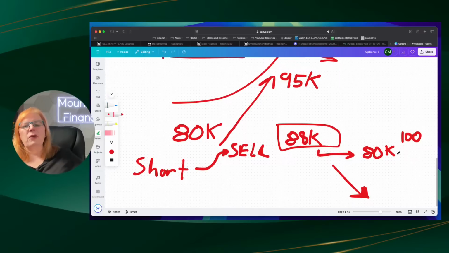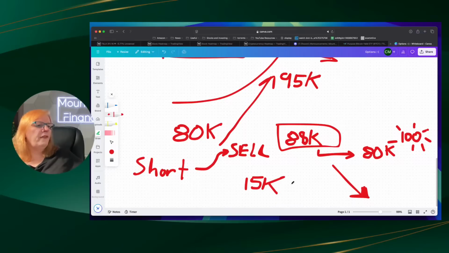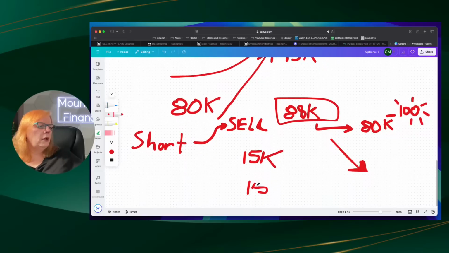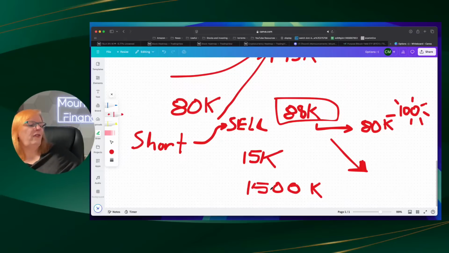Now here's the thing with shorts on Bitcoin. I don't know if that 100 applies with crypto. We're just going to assume it does, because I haven't heard otherwise. In this case, they're going to have to sell 100 Bitcoin at 80K when it's worth 95K. So they're taking a 15K loss on every Bitcoin. Multiply that by 100, you're looking at 1,500K, so that's basically $1.5 million.